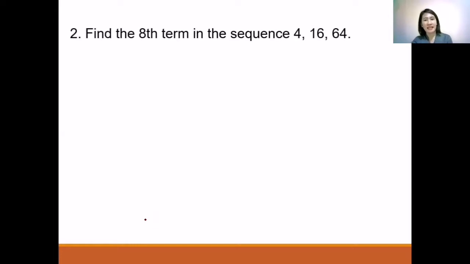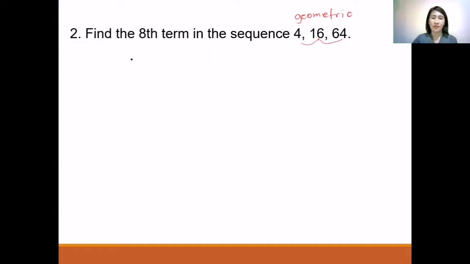Second, find the 8th term in the sequence 4, 16, 64. So, if you're going to look at it, you are not adding up already. You are actually multiplying a certain number to get the next term. Okay? So, hindi na common difference ang meron tayo. Meron na tayong common ratio. Okay? And dahil common ratio ang pinag-uusapan natin, it means we are under geometric sequence.